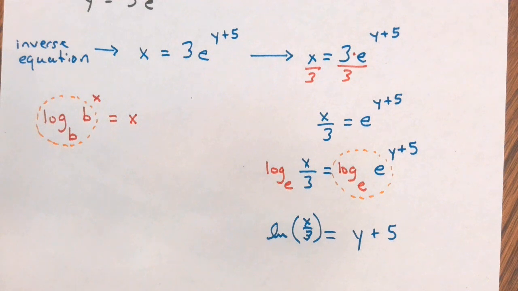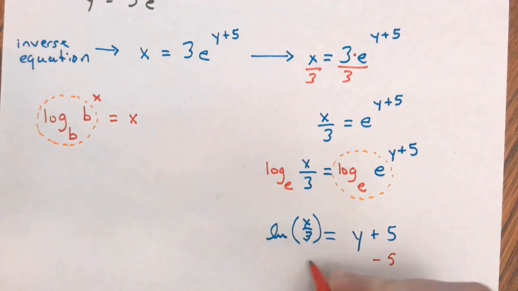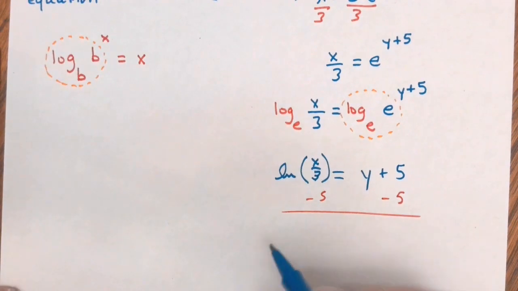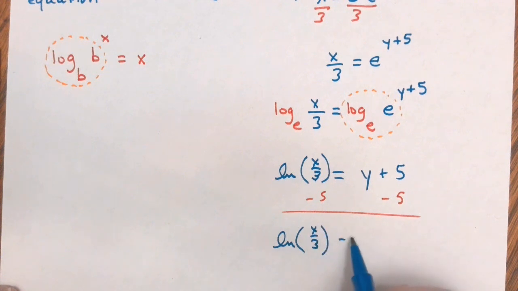Solving this for y, we do have one more step. I do need to subtract 5 on both sides, then I will have the y all by itself. So the natural log of x over 3 minus 5 is what y is equal to.